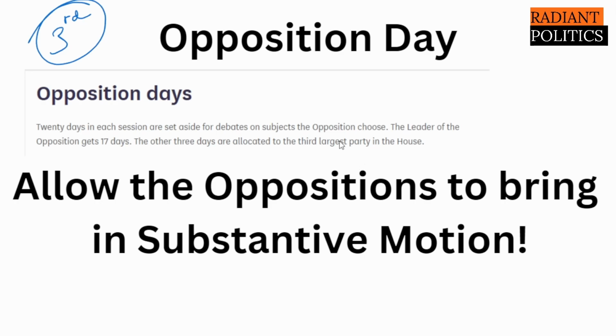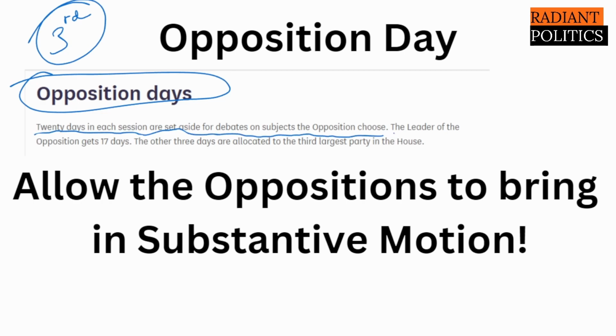This is why we have opposition days. In general, 20 days in each session are set aside for debates on subjects the opposition chooses. The Leader of the Opposition gets 17 days, which is now the Labour Party. The other 3 days are allocated to the third largest party in the House, which is the SNP. So, this allows the opposition to bring in a substantive motion without having to go through the government.